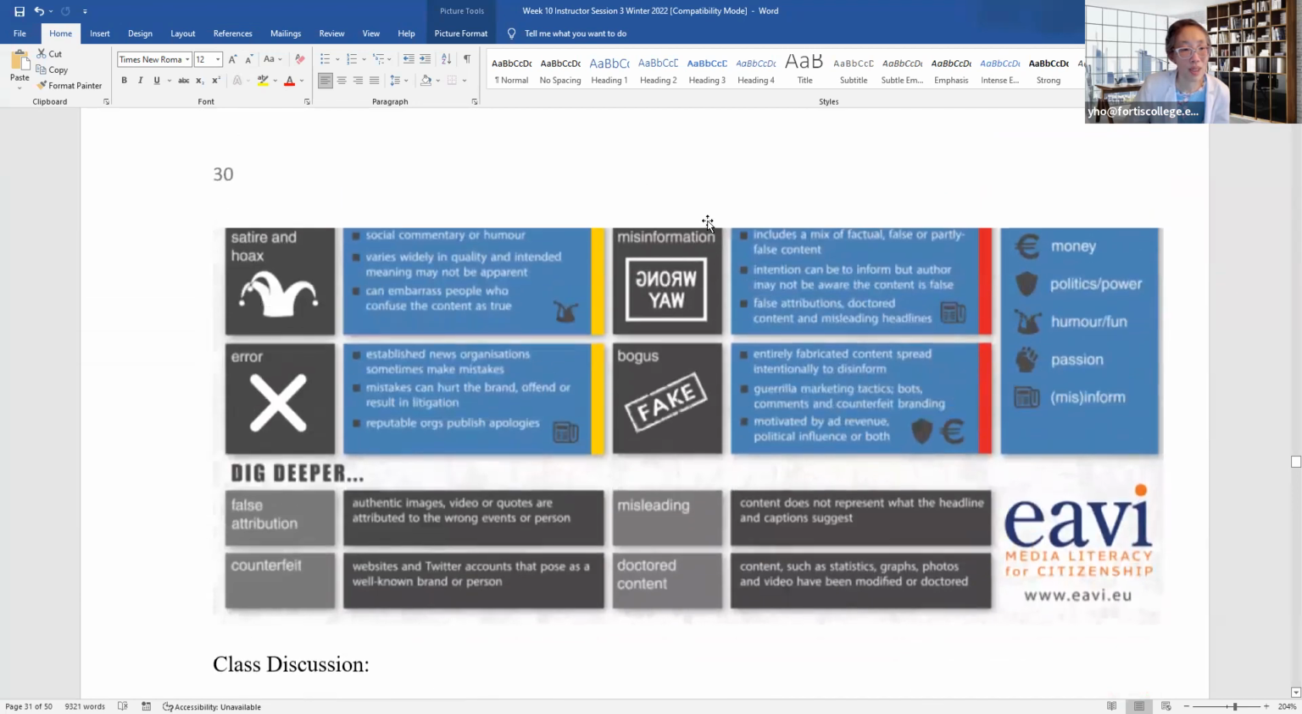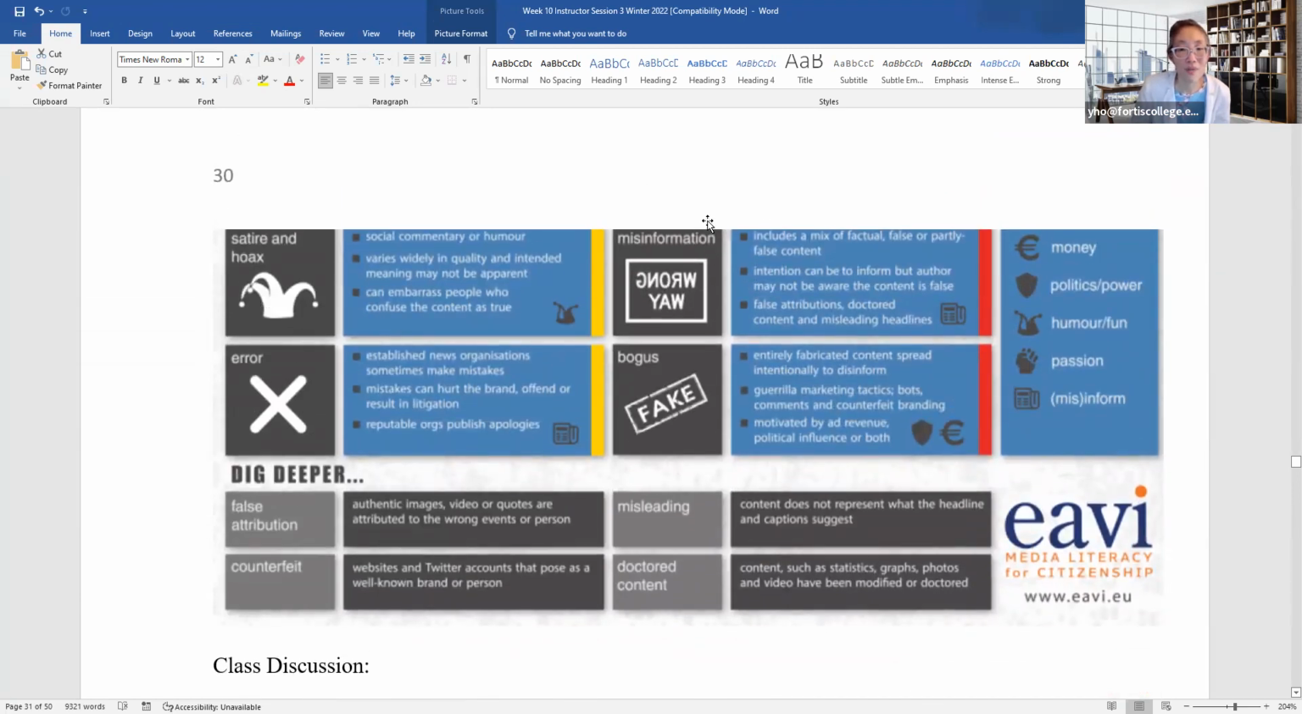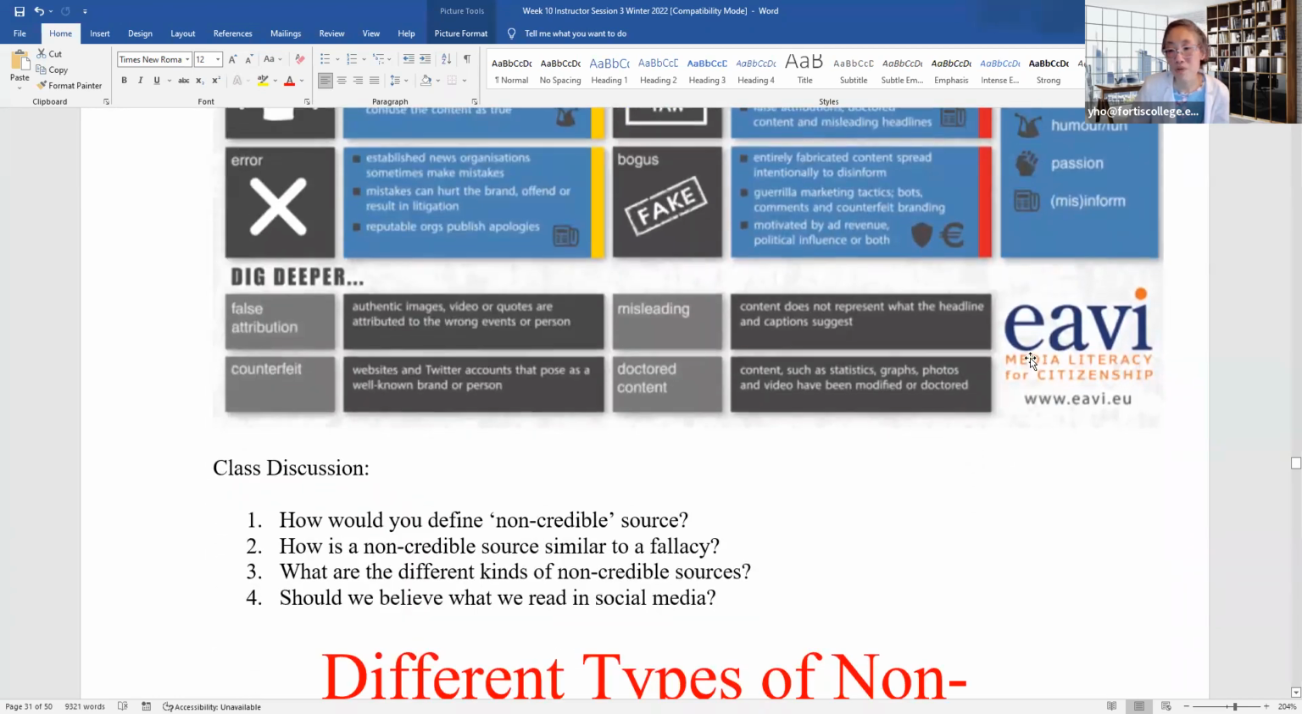These are the last few ones. Satire and hoax. Have you ever gone to The Onion to look at their satire? They openly tell you that they make fun of the headlines. So that's satire, hoax, error, misinformation. That includes a mix of false and factual content. And then you have just fake content. And people do it for money, politics. Sometimes they do it for humor, passion, or they do it to misinform. And so here you can get more information from the EAVI. That's where I got this.